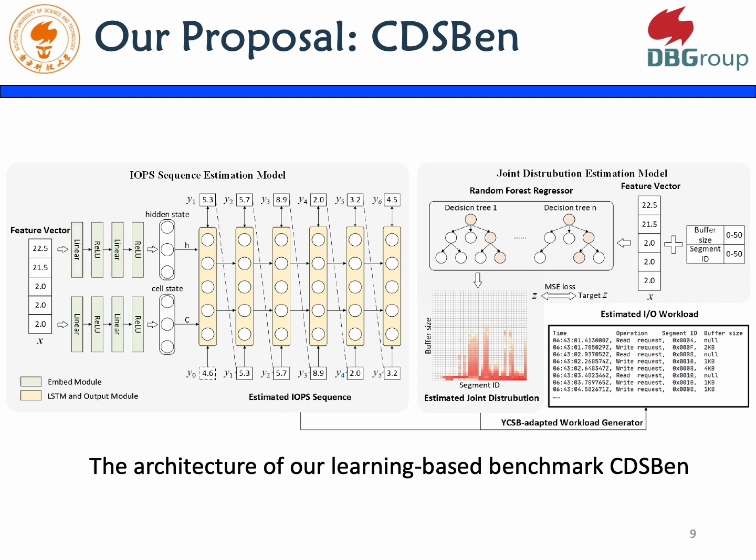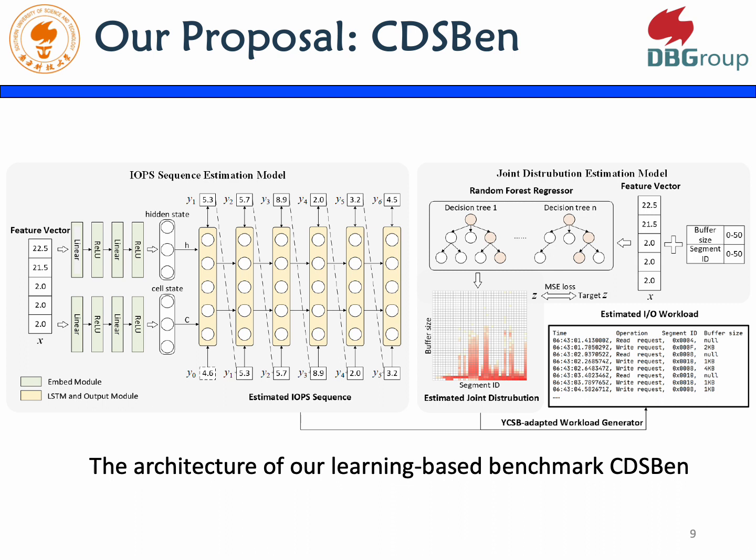It consists of two key models, the IOPS sequence estimation model on the left and the joint distribution estimation model on the right. The IOPS sequence estimation model takes the feature of a compute workload as input and predicts the IOPS sequence of the corresponding I/O workload. The joint distribution estimation model estimates the joint distribution of the segment ID and the buffer size of the I/O requests of the corresponding I/O workload.